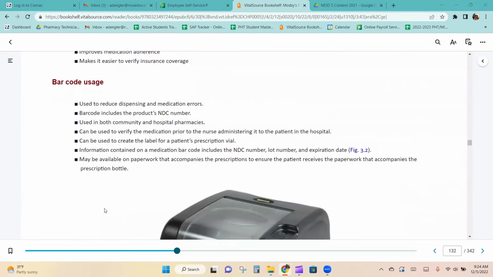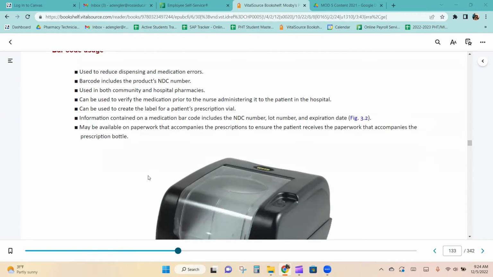Barcode usage helps prevent errors. It reduces dispensing and medication errors, and includes the product's NDC number. It's used in both community and hospital pharmacies.